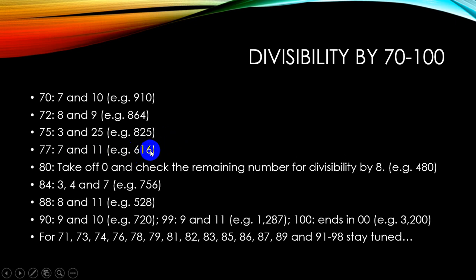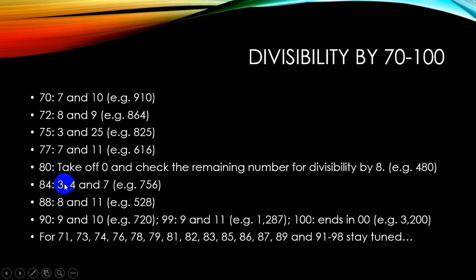And for 11, you break off the 6 as well, but you don't double it. So 61 minus just 6 gives you 55, which is a multiple of 11. 5 times 11, so 77 goes into 616 evenly. For 80, you can take off the 0 and then check the remaining number for divisibility by 8. So 480, you slash the 0, and 48 is a multiple of 8, 6 times. So this would be 8 times, or 80 times 6.